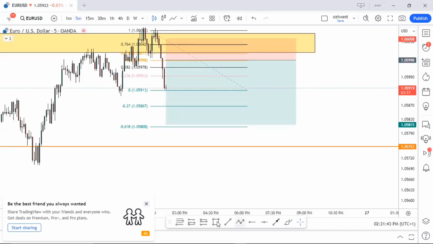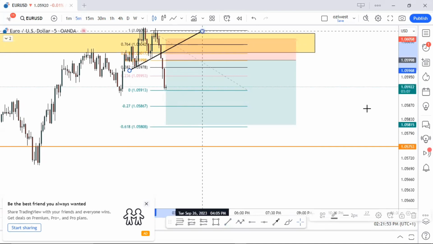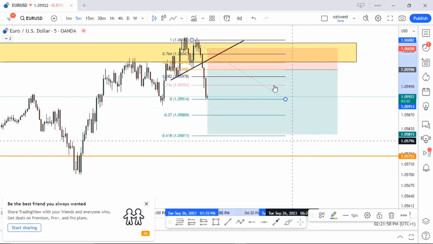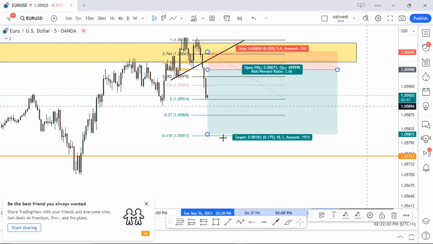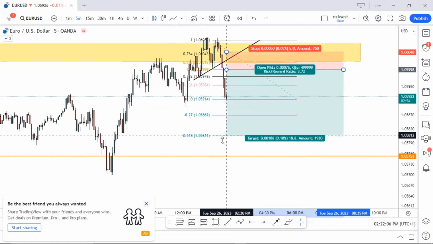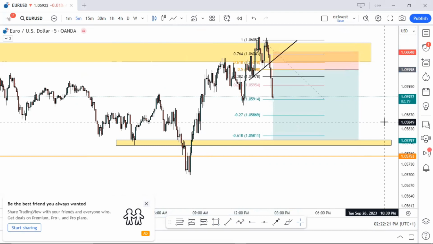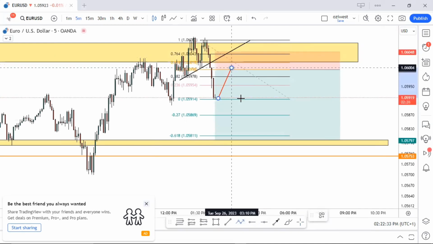Okay, is that a pullback? Is that our pullback? I need a 5 pip stop loss. That's 4 times my risk. So I'll keep you guys updated if price gives us the pullback or not.